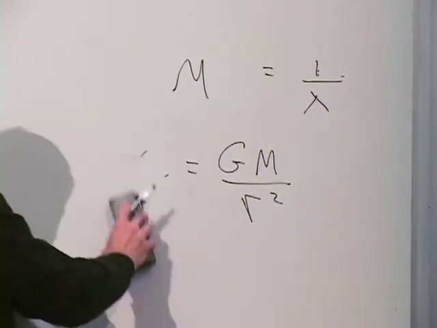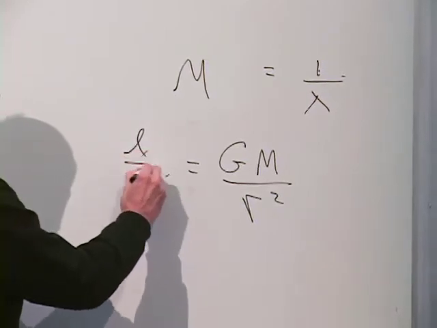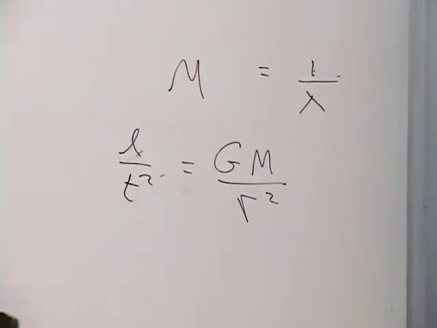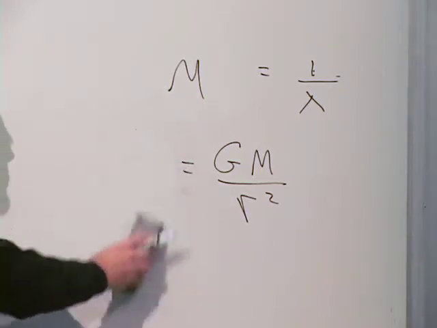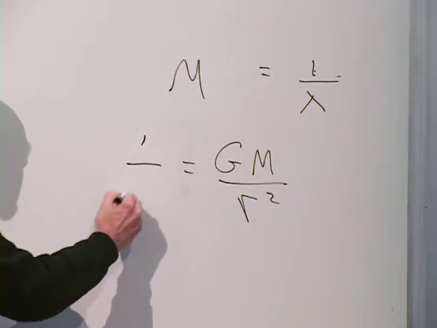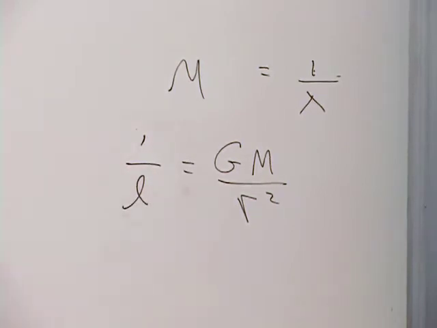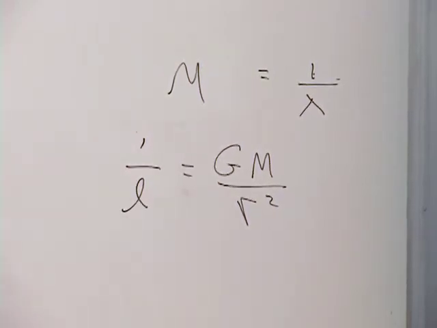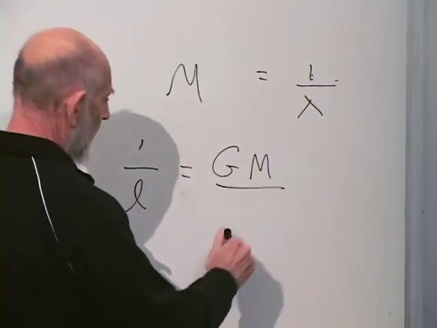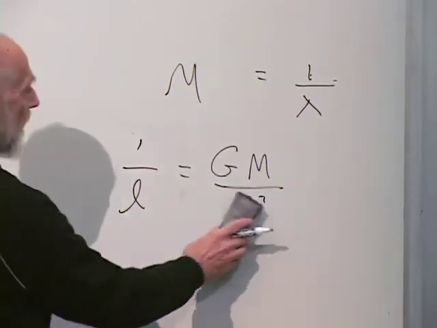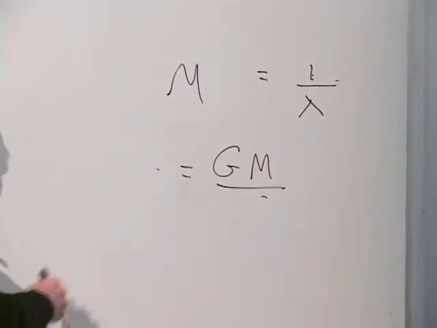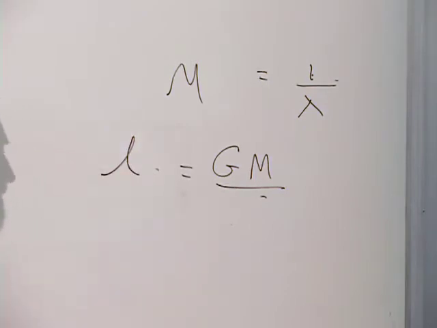It is length over time squared, but length and time have the same units when c is equal to 1. So this is just length over length squared, which is 1 over length, right? R squared, of course, is length squared. And now we can multiply both sides of the equation by length squared, and this becomes length upstairs. Ooh, we knew that before, didn't we?